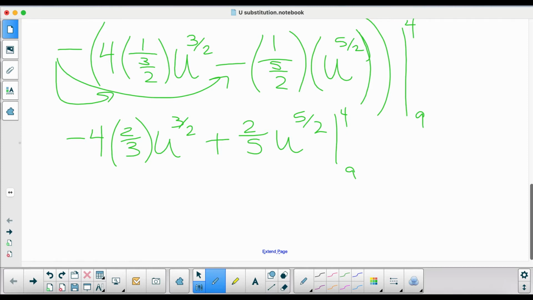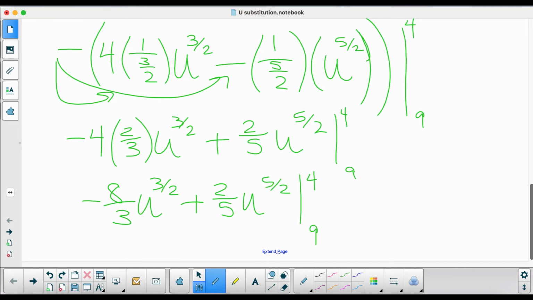And then I can simplify this to be 8/3. So negative 8/3 u to the 3/2 plus 2/5 u to the 5/2, evaluated from 9 to 4. So far this is our simplified integral. Now we're just going to put in our bounds.